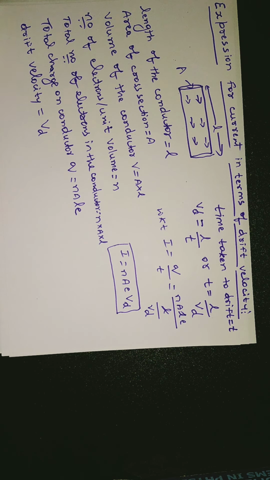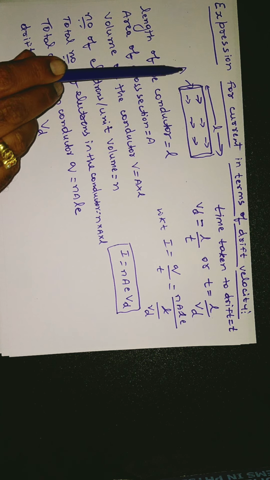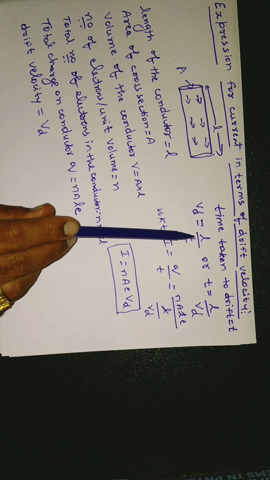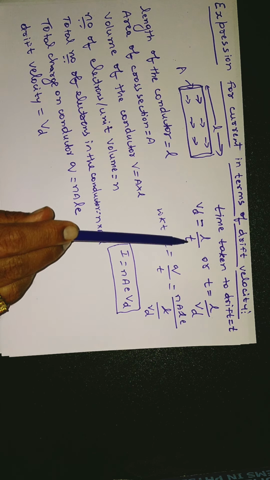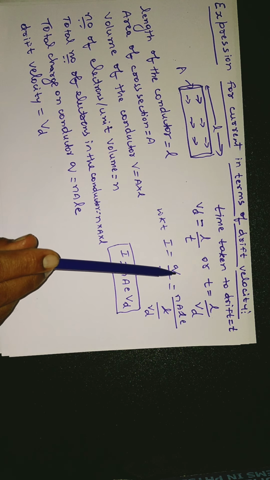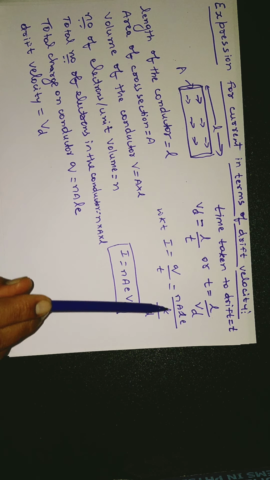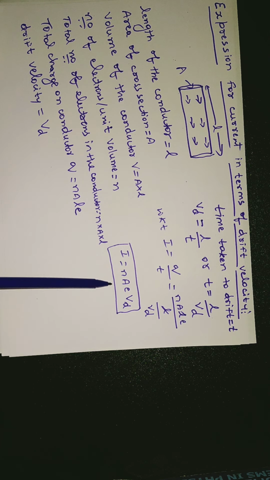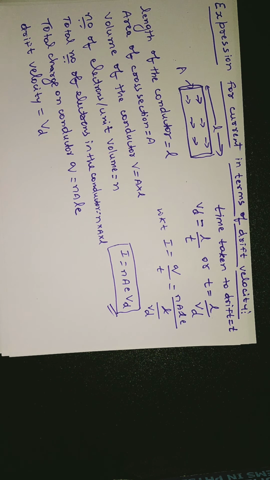The drift velocity of electrons is represented as Vd. Supposing the time taken by the electrons to drift from one end of the conductor to the other is T, we know that velocity is distance travelled by time taken. Distance travelled is L, time taken is T, or T is L by Vd. We know that current is the rate of flow of charge, Q by T. So Q is N into A into L into E, T is L by Vd. L gets cancelled, so I is N A E Vd. This is the expression for current in terms of drift velocity.